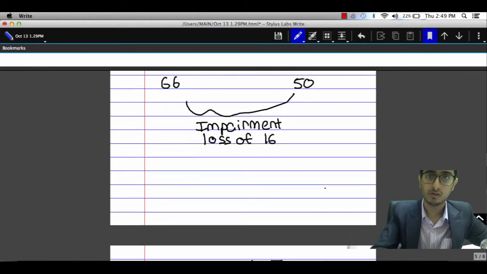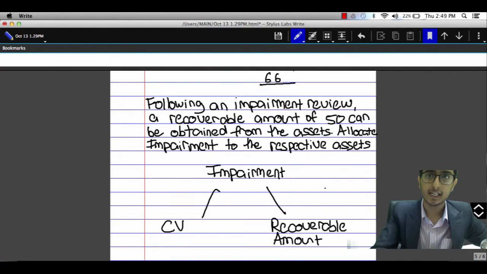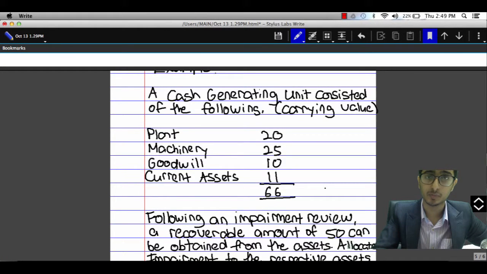So now, remember this. Cash generating units means it's a group of assets. Why do we need a cash generating unit? This is because we cannot identify a recoverable amount for each asset. Like you see in this example, we actually know the carrying value of each item. We know the carrying value of plant is 20, of machinery is 25, goodwill is 10, and current assets is 11. But the recoverable amount is given for a group of assets of 50.